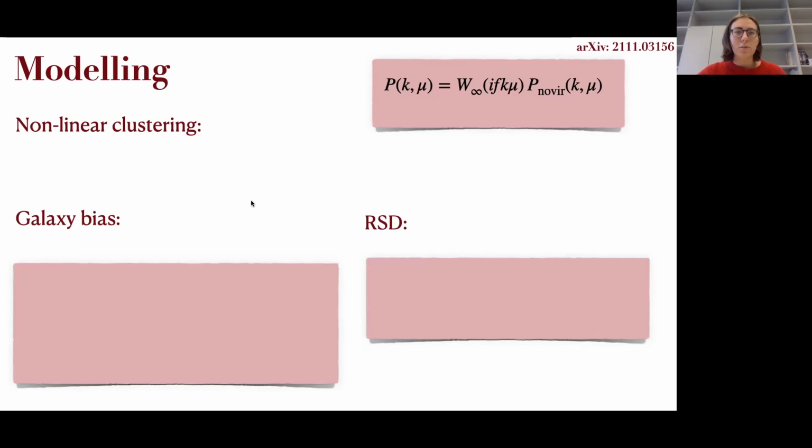And in order to do so, we have to have a model for the Fourier space equivalent of the two-point correlation function, the power spectrum. And for that, we need three main ingredients.